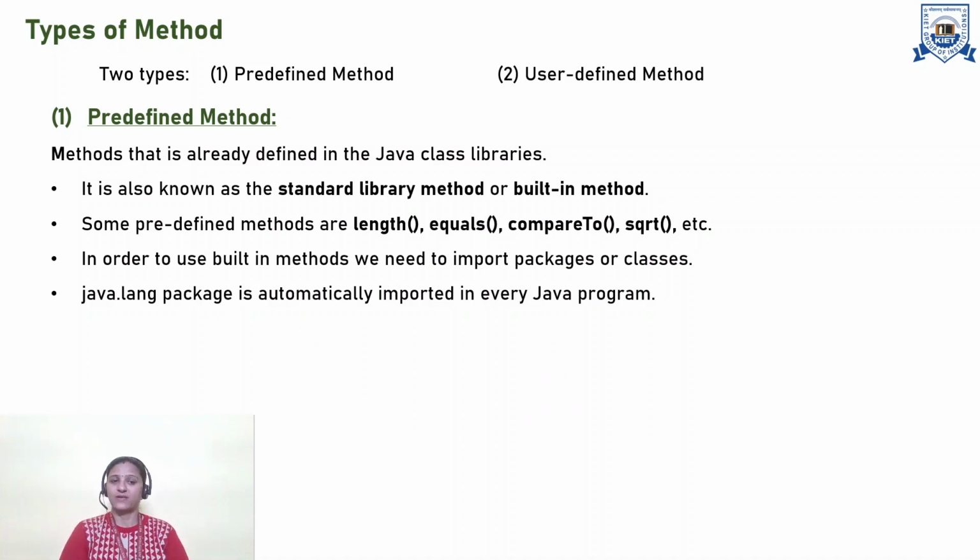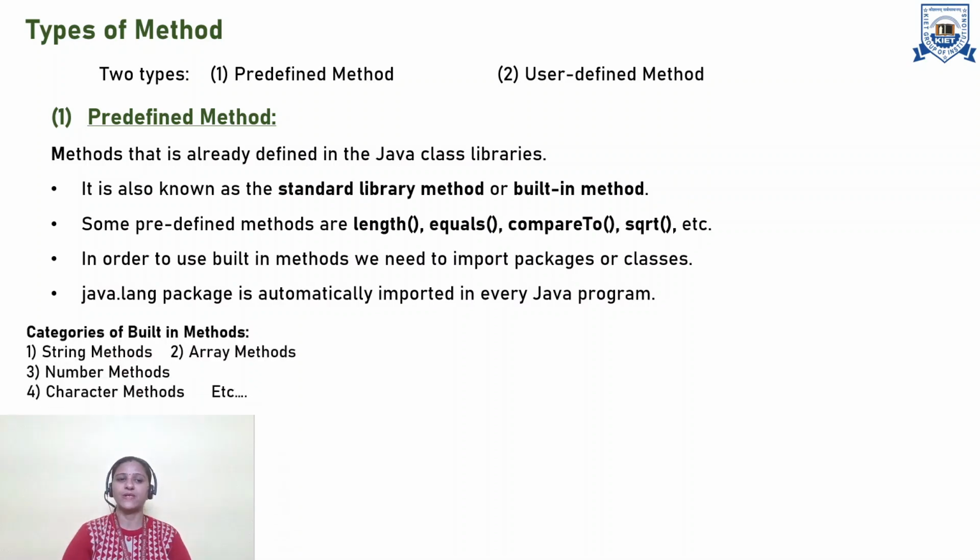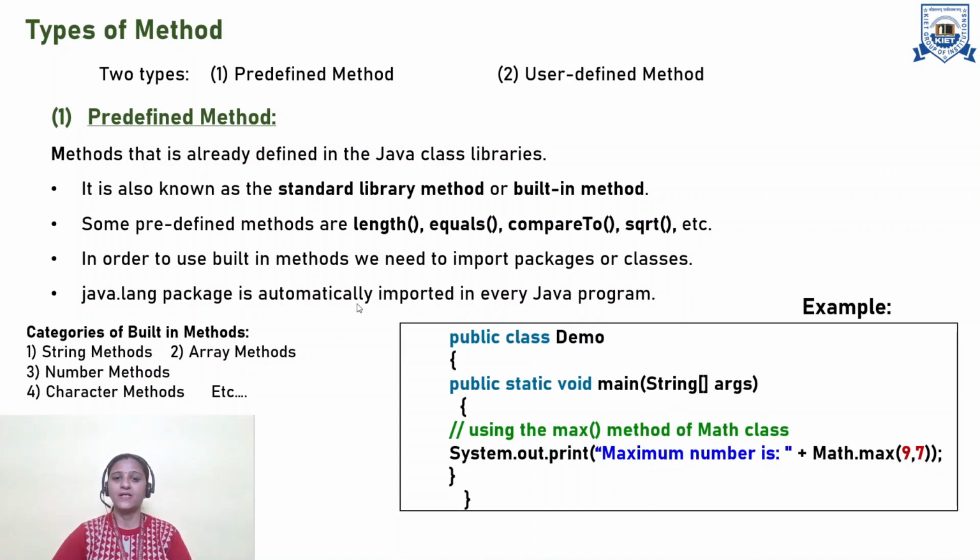The java.lang package is automatically imported in every Java program. Now, the categories of built-in methods that are already available within Java are string methods, array methods, number methods, character methods, and many more. Example: here is a default inbuilt method which we are going to use.